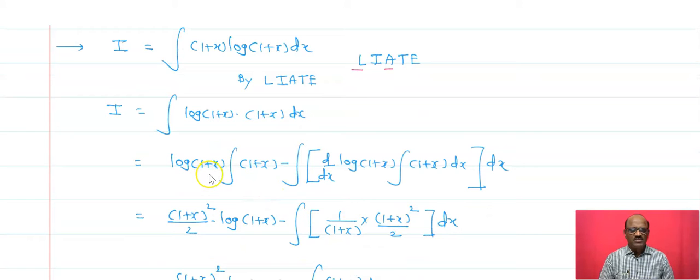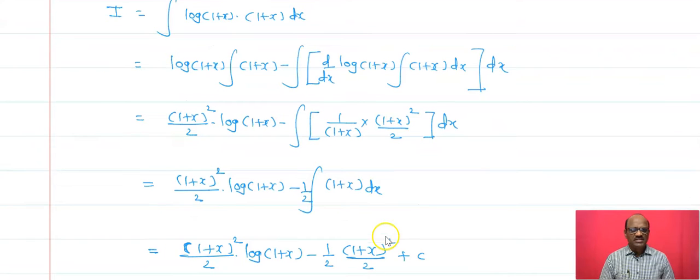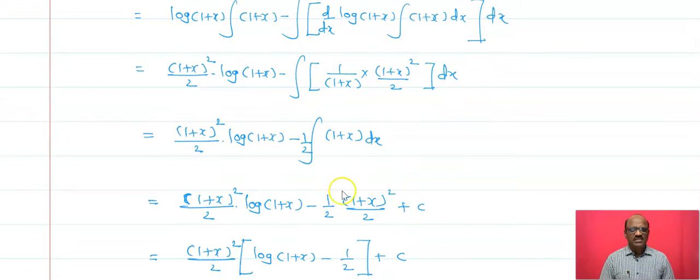Therefore log of 1 plus x, keep this as it is. What about the integral of 1 plus x? Integral of 1 plus x is (1 plus x) squared upon 2, minus integral of derivative of log of 1 plus x, which is 1 upon 1 plus x, into integral of 1 plus x. Its integration is (1 plus x) squared upon 2. Again (1 plus x) squared and 1 plus x upon get cancelled. Then you will get (1 plus x) squared upon 2 into log of 1 plus x minus 1 upon 2 integral 1 plus x dx. And overall you will get (1 plus x) squared upon 2 into log of 1 plus x minus 1 upon 2 into (1 plus x) squared upon 2 plus c.